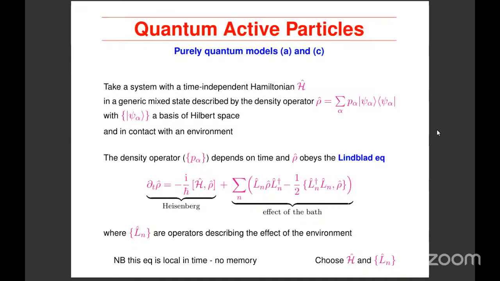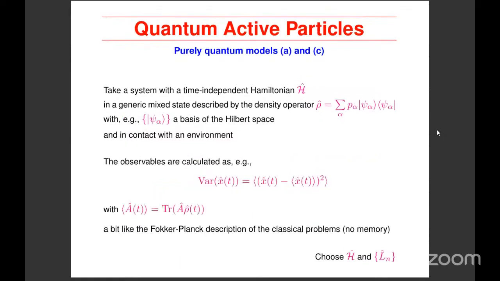The comments which you cannot read are the ones I said yesterday in the talk. If you know the time dependence of the rho hat, you can compute quantities like this one, for example the variance of the position of the particle, which is similar to what I was telling you about the mean square displacement. You can also calculate the mean square displacement if you wish.